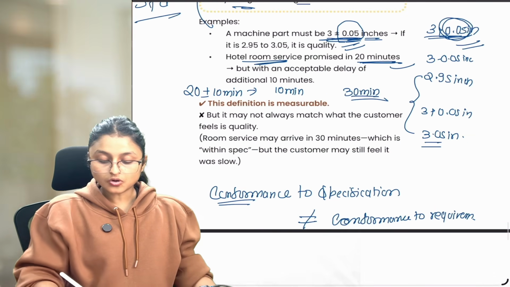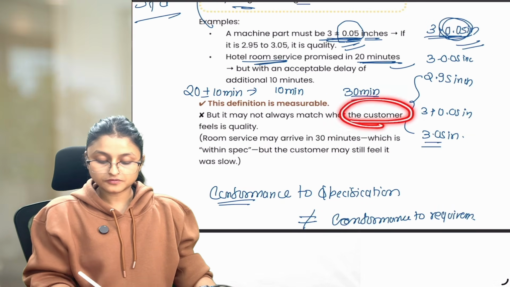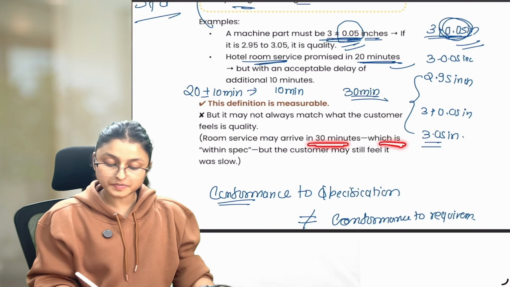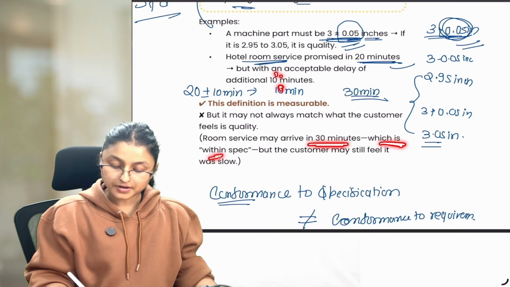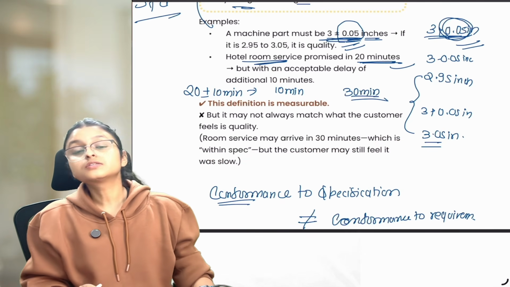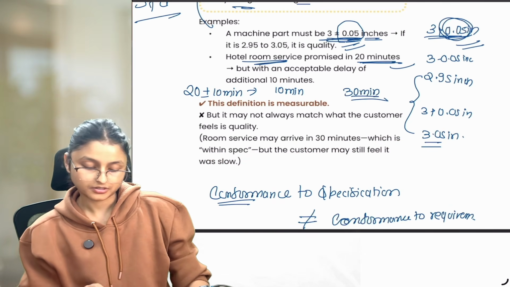But it may not always match what the customer feels is quality. Room service may arrive in 30 minutes, which is within specifications, right? But the customer may still feel that it was slow, and that it was not acceptable for the customer, right?